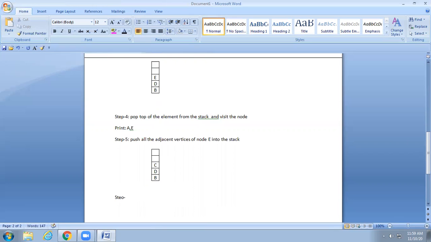Step 6. Pop the top of the element from the stack and visit the node. So then what are the nodes? Print: we have A already visited, E already visited, and C.